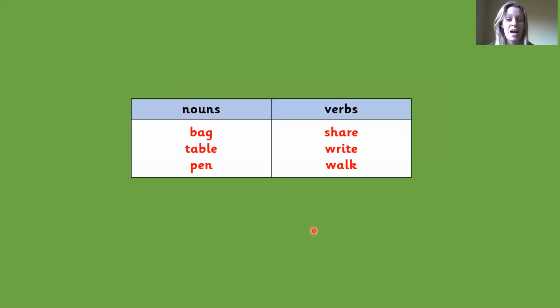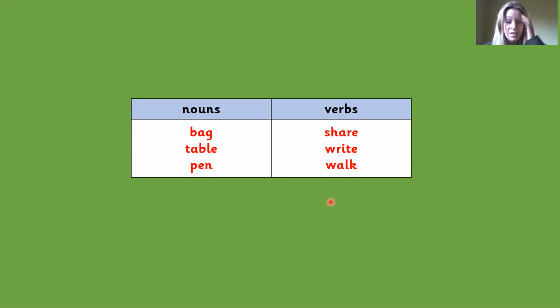Right, here are our answers. So here we've got our three nouns: bag, table, and pen. They are all objects that you can find around your house. They are all things, okay? And that's what makes them nouns. And on this side, we've got our verbs. These are all actions that you can do. You can share things, you can write, and you can walk. These are all things that you would do. These are actions that you would have to have.